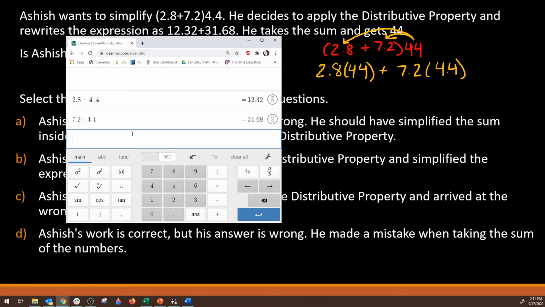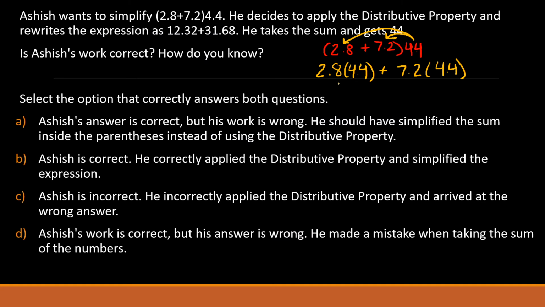Since we're here, I'm going to add these together right now. And I also get 44. So we got 12.32 plus 31.68. When we added them together, we got 44. This is the same exact answer that Ashish got, so Ashish is correct. He correctly applied the distributive property and simplified the expression, so good job.